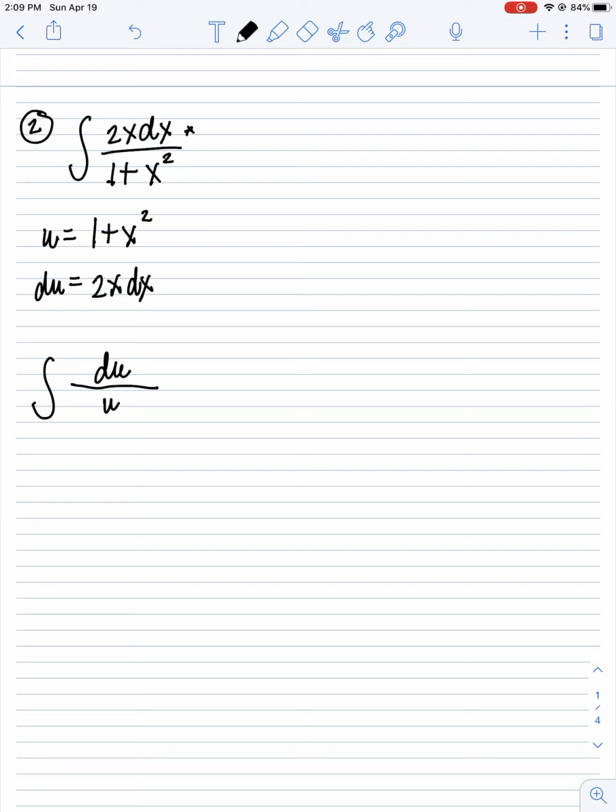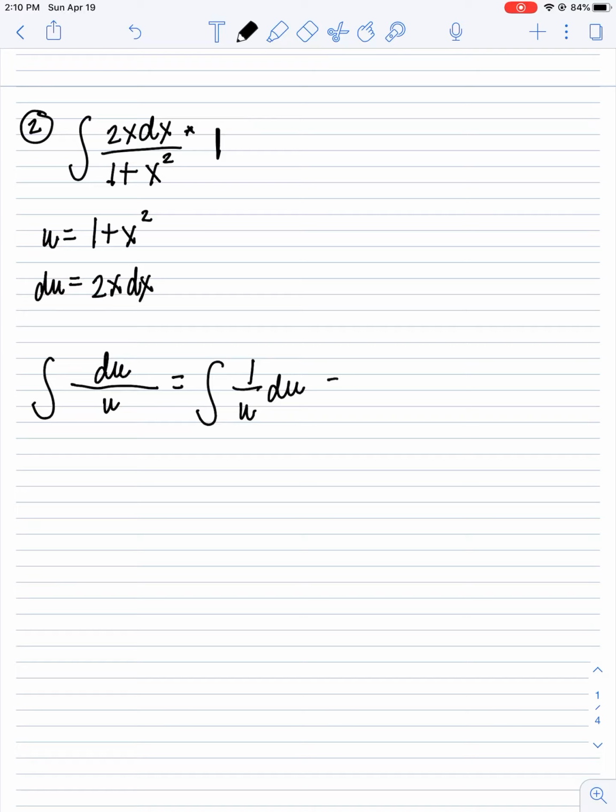And in my heart, I'm like, oh yeah, I'm doing this right because now I only have u's in my problem, which is good. Up here I had x's. Now I have u's. So I have made it less complicated. I like to rewrite this as 1 over u times du. Hopefully most of you are strong enough algebraically to know that these two things mean exactly the same. And why do I like to rewrite that?